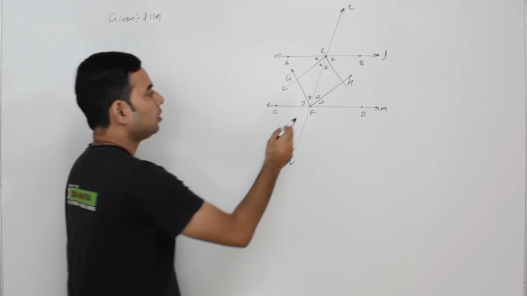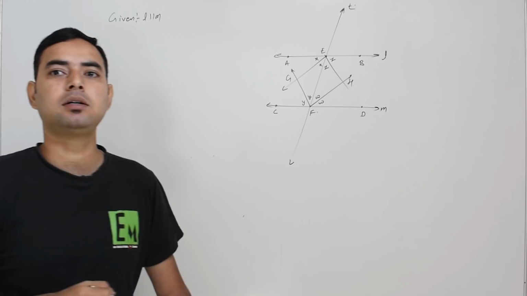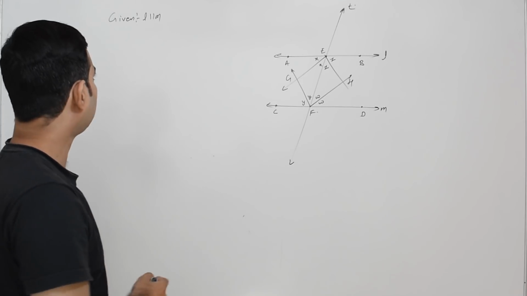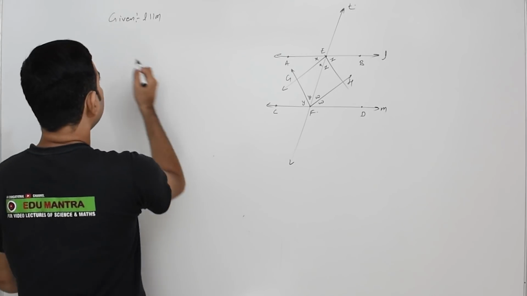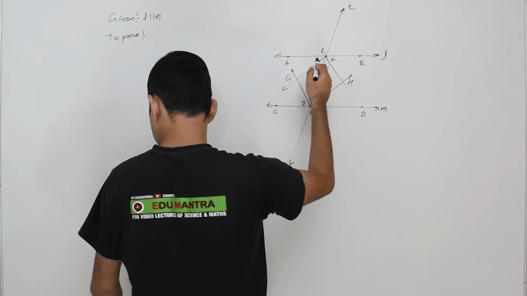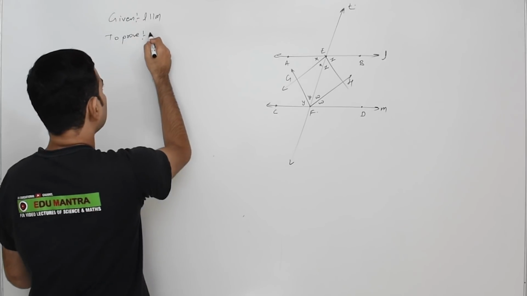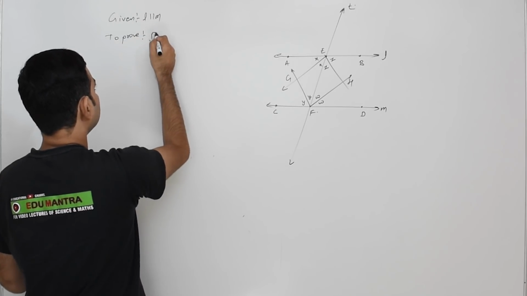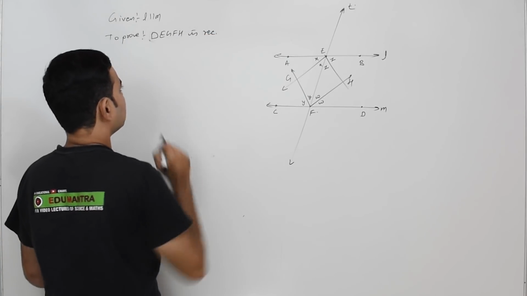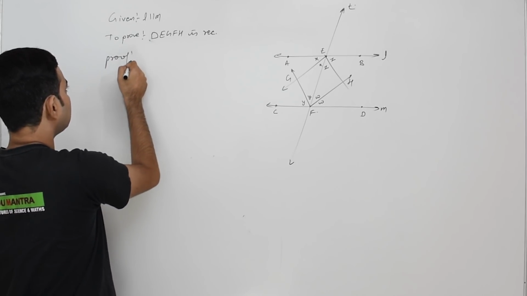So quadrilateral FHEG is formed by joining the angle bisectors of interior angles of two parallel lines. So parallel lines are L and M. Then we have to prove that the quadrilateral formed by the angle bisectors, it means that quadrilateral EGFH, is a rectangle.